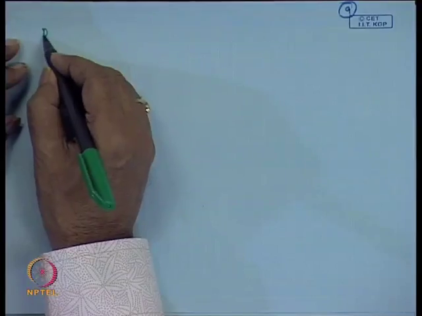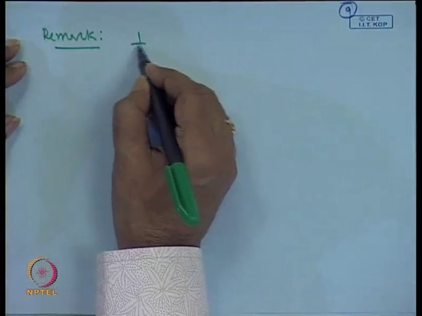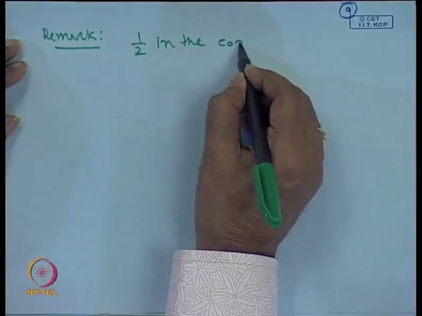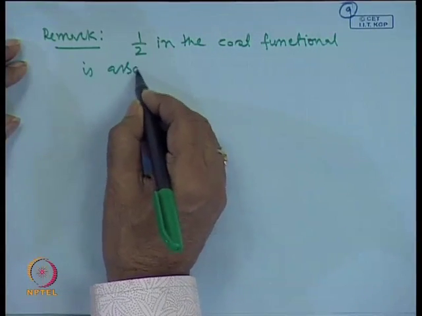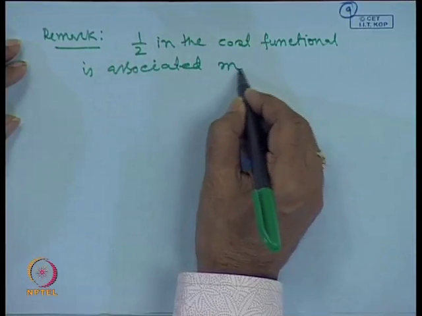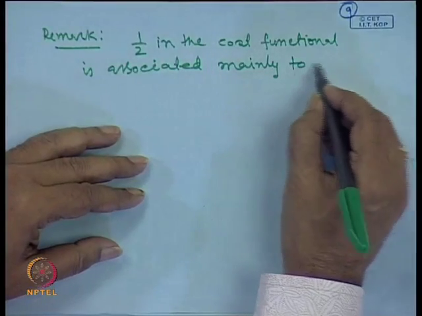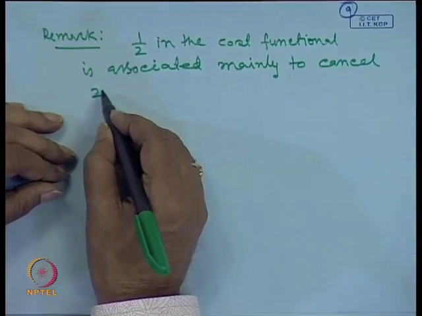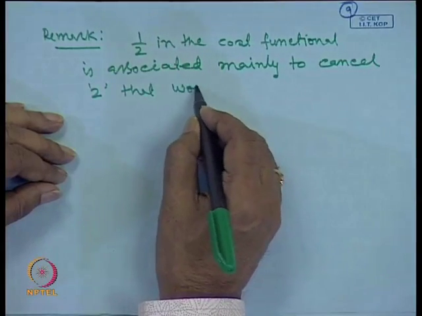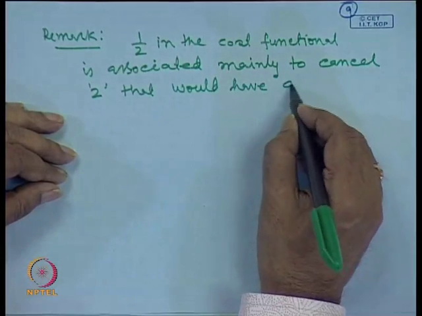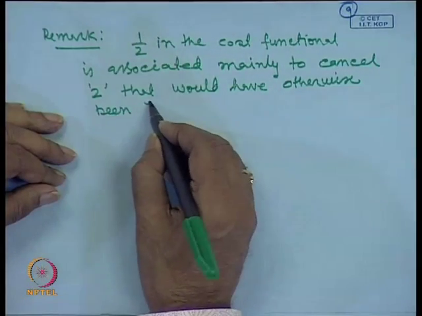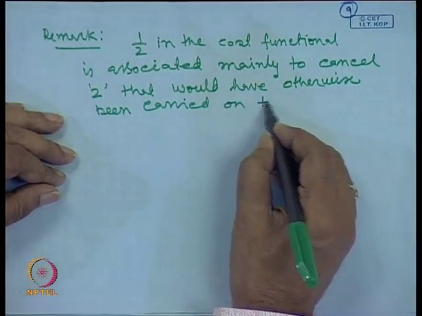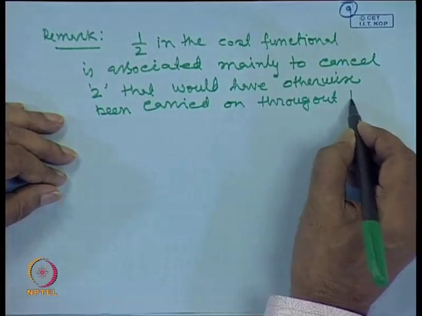So, let us write down why we have introduced the half. Remark: the half in the cost function is associated mainly to cancel a two that would have otherwise been carried on throughout the results or derivations.